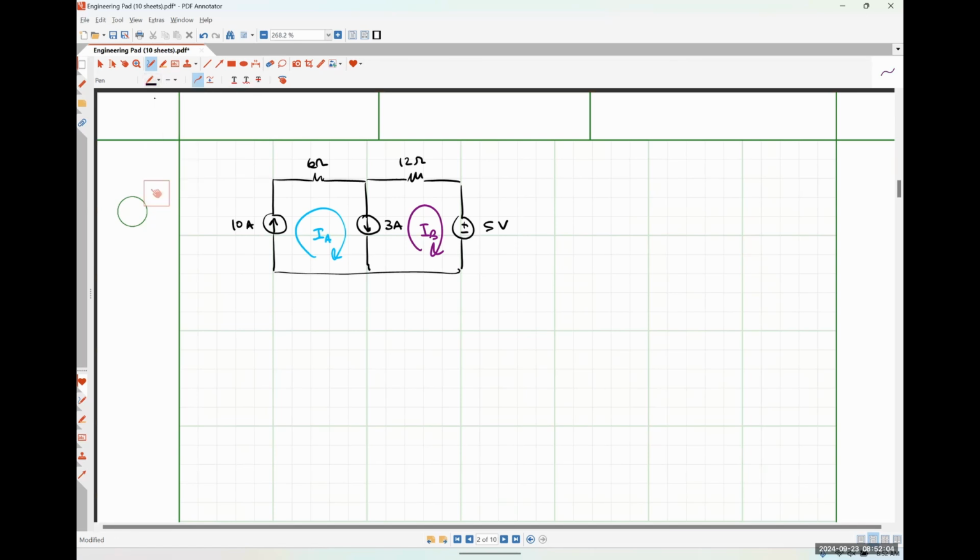What's our next step? Current relationship equations. All right, so let's start with the 10 amp current source. What's our current relationship equation there? So 10 amps is just equal to IA. And then we have the 3 amp current source. What's our current relationship equation there? 3 amps is equal to IA minus IB.